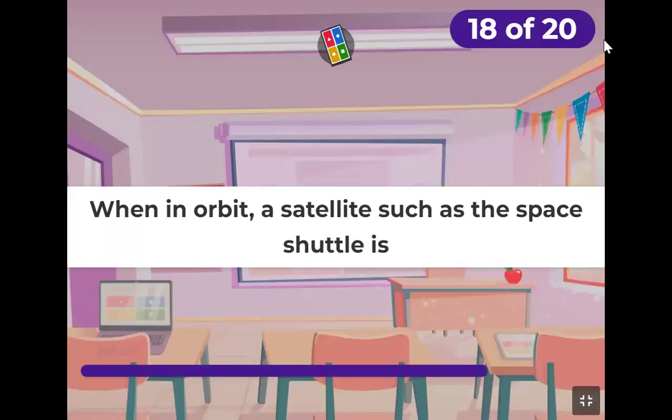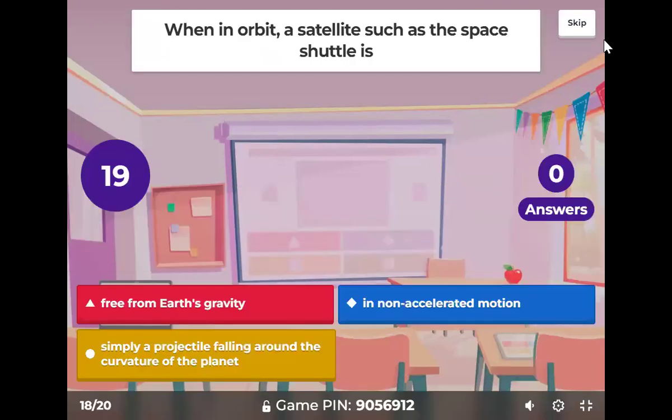You guys getting this? All right. Here we go. In orbit, a satellite such as the space station. We haven't talked about it yet. If you guys get this. Satellite such as the space shuttle.